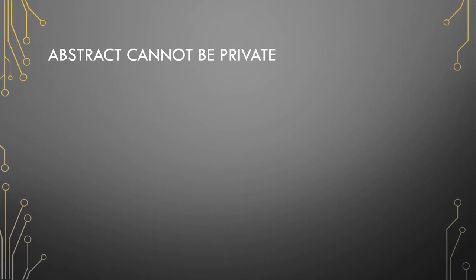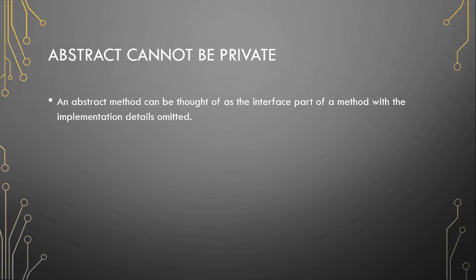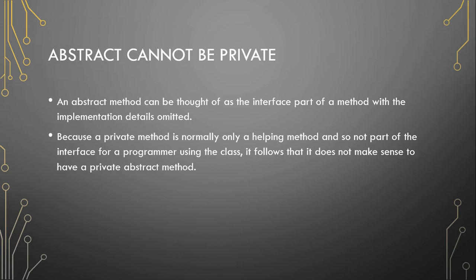Now, of course, an abstract method cannot be private. An abstract method is thought of as the interface part of the method with the implementation details omitted. Because a private method is normally only a helping method, remember it's just there to assist, it is not part of the interface for a program using the class. The program doesn't call the method directly. It follows that it does not make sense to have a private abstract method. So therefore, in Java, an abstract method cannot be private.